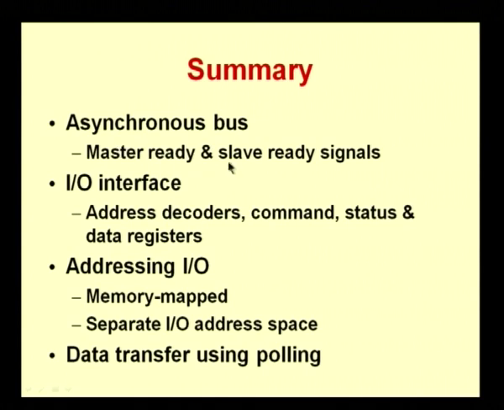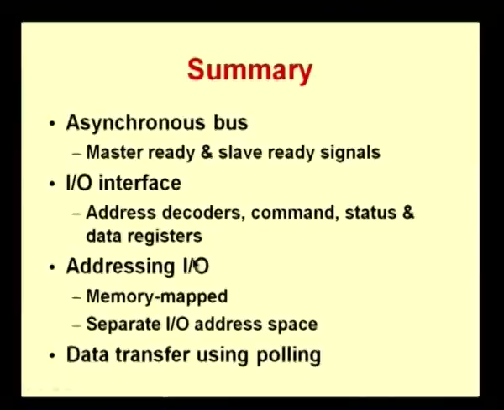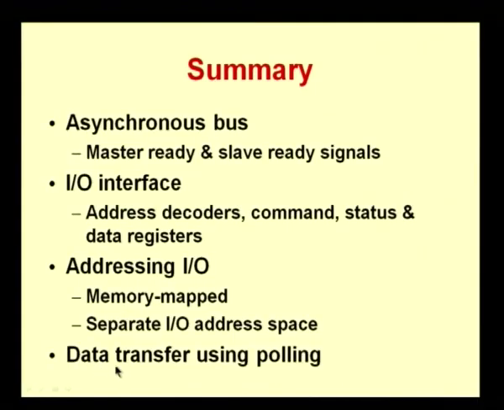To summarize, what we have covered today is we have looked at asynchronous buses and how the data transfer takes place with the help of master ready and slave ready signals. We looked at what is there in the IO interface, the address decoders, command, status and data registers, which are the ones used by the processor to talk to the devices. And we looked at addressing IO, whether we use memory mapped addressing or a separate IO address space, which is called IO mapped IO. And then we talked about how data transfer is done using polling.